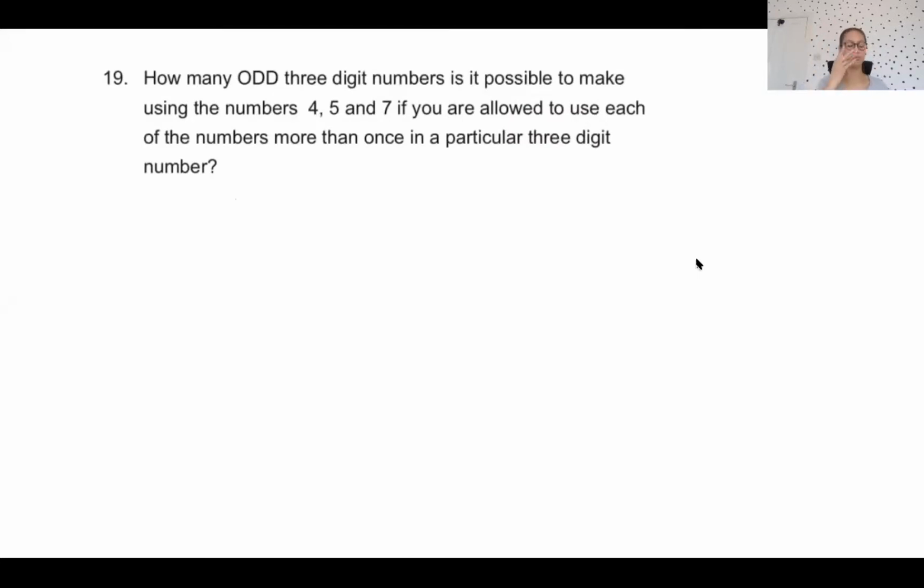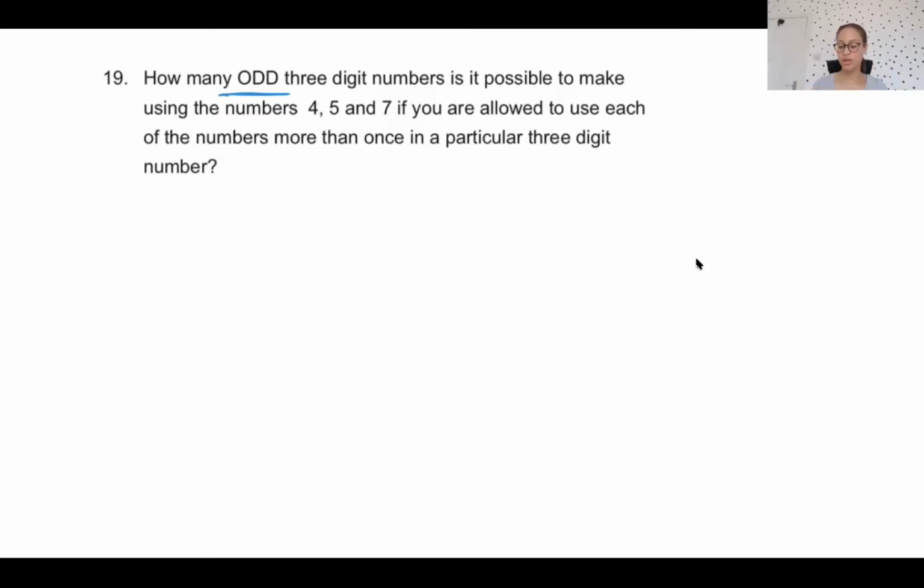Okay, number 19. Start a new page because we need some room. Okay. How many odd 3-digit numbers is it possible to make using the numbers 4, 5, and 7 if you are allowed to use each of the numbers more than once in a particular 3-digit number? So we need the numbers to all be odd. So what does that tell us about the 3-digit numbers that we will have? If the number has to be odd, then the numbers we produce have to have what? Have to not only have 5 and 7, Emily, but I think you mean end with 5 or 7. So all of our numbers have to end with 5 or 7.